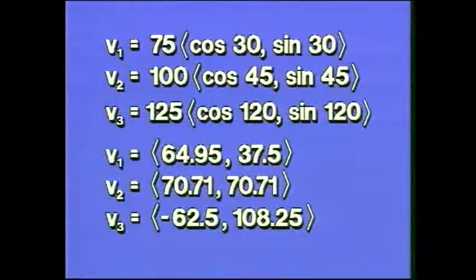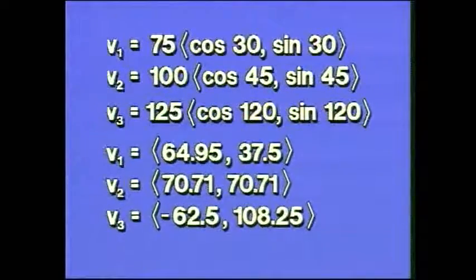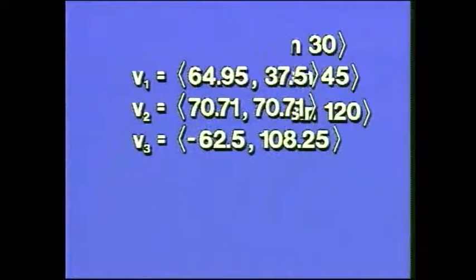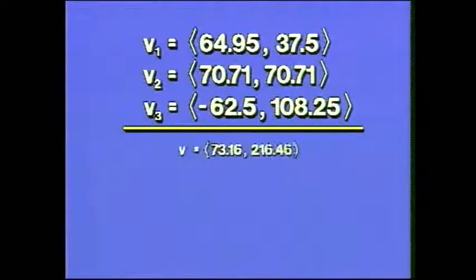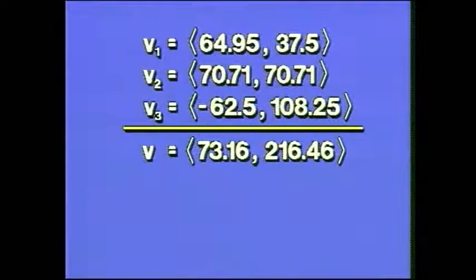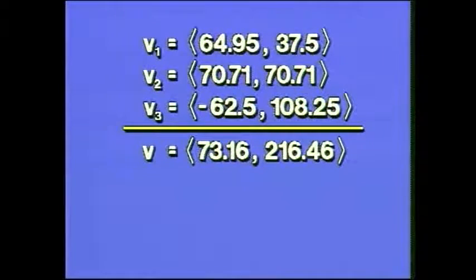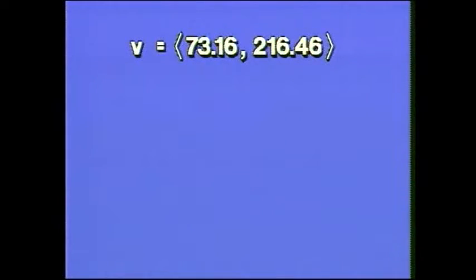Now from this component format, we can figure the resultant this way. Simply add the three first components and add the three second components, and this is what V is all about. This is the resultant V, so this is the V in the resultant in component form. Well, all we need to do now is figure the magnitude and direction involved from this component form.